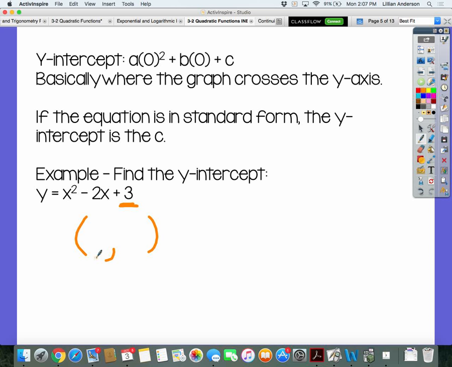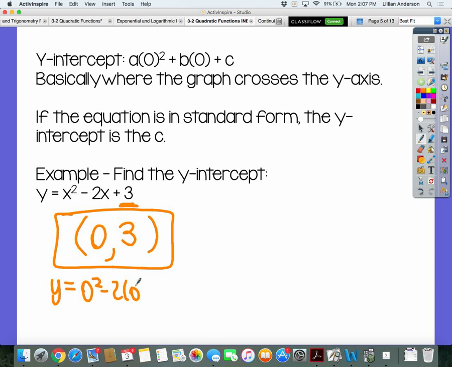So what's going to be the point? 0, comma 3. 0, 3. Simple as that. All right. Questions on that? But again, it's asking in standard form, so don't let it throw you off.